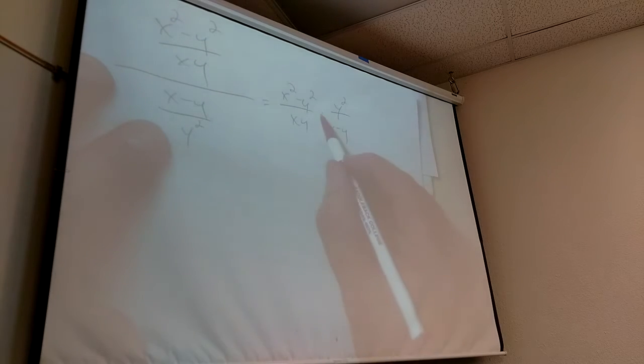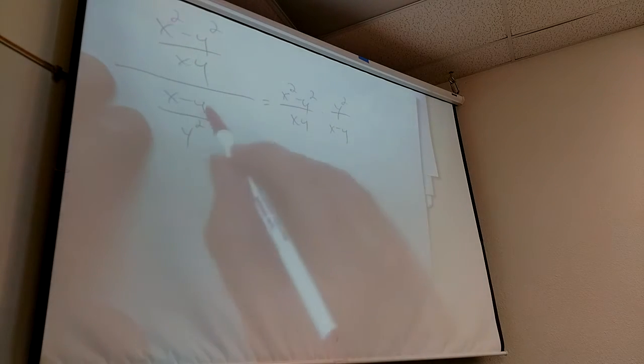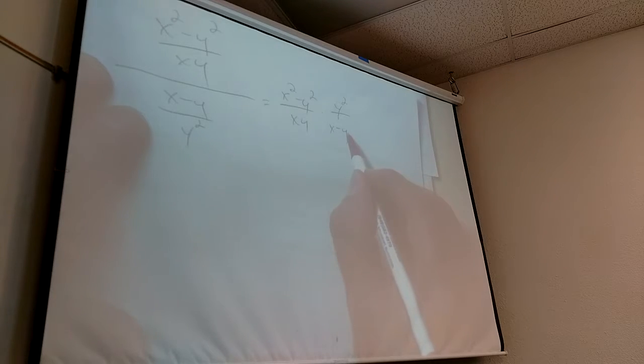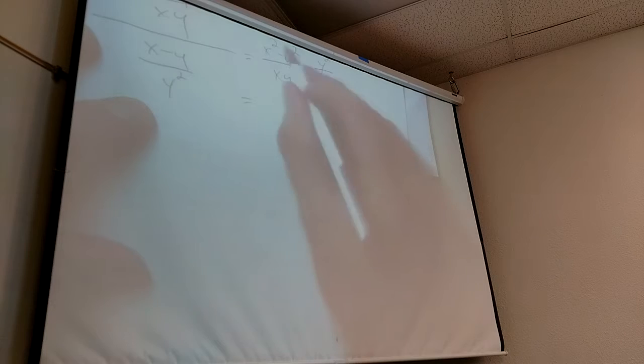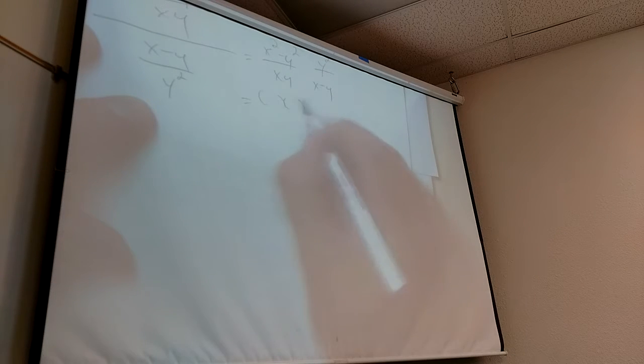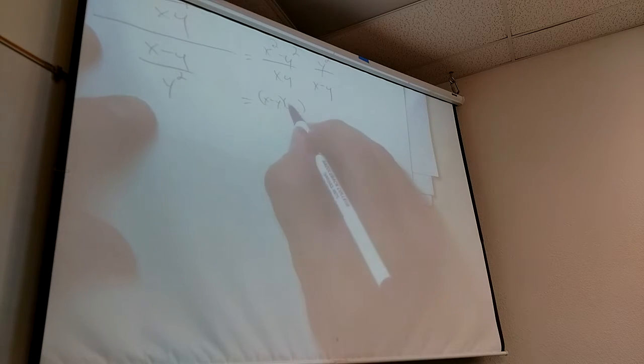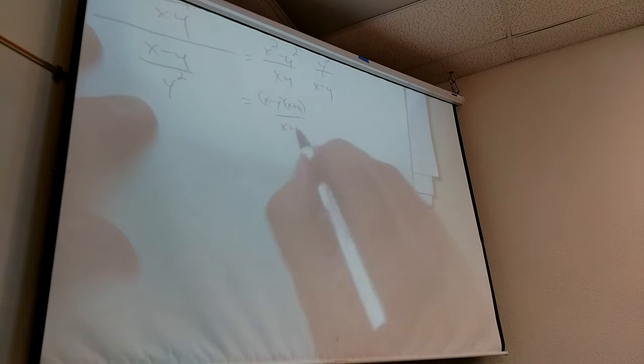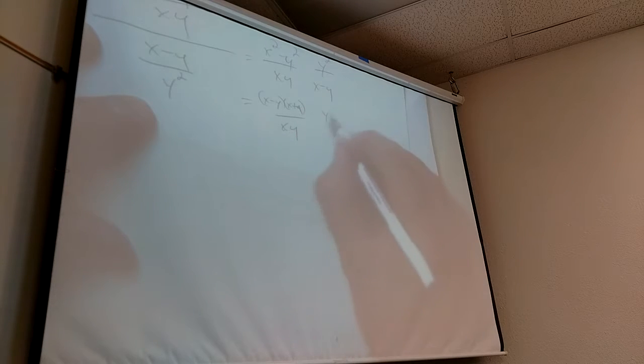So just multiply by the reciprocal. See, that flips over, bam. And then you factor. So how do you factor the top of this? X minus y. Good. X plus y. X plus y. And then that's all that you can really factor.